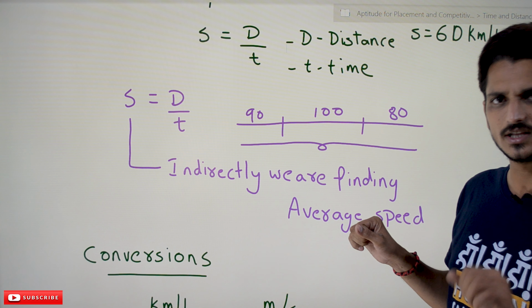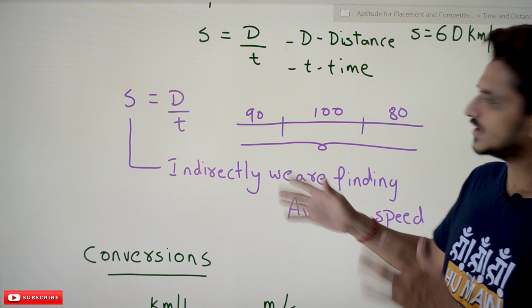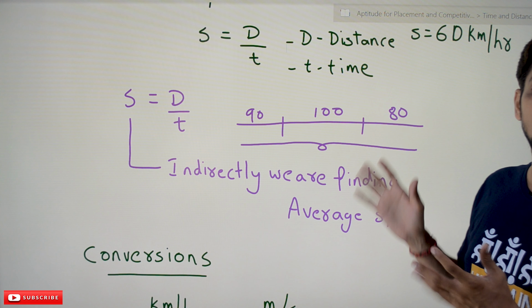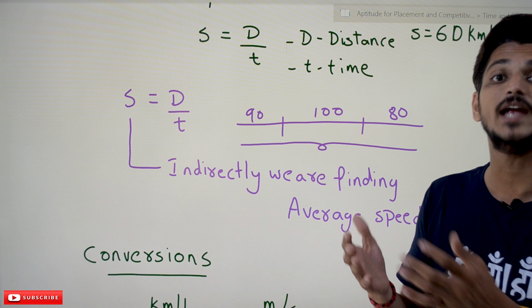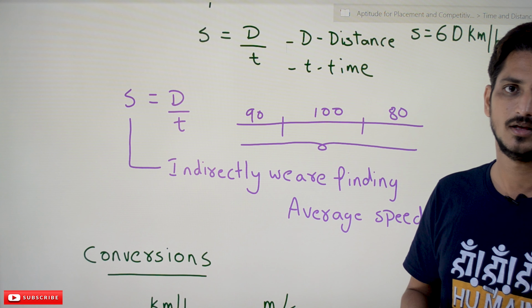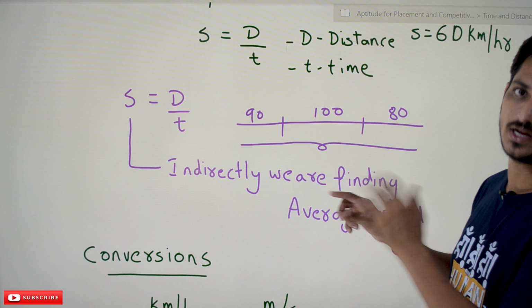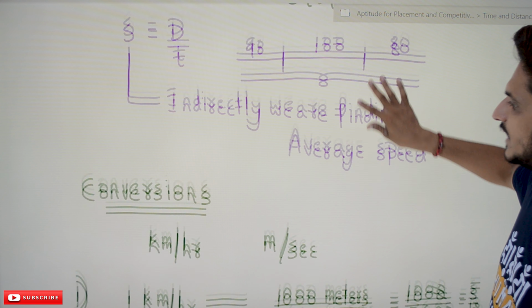Always keeping the same speed is not possible. Ups and downs will be there, but you travel from here to here at an average speed of 90 kilometers per hour. So this point is very, very important to understand. We use this point in our coming classes. Now coming to the next one.